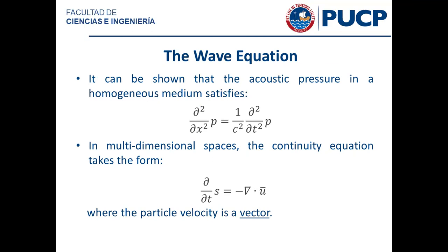Second derivative with respect to x to the square of the pressure is equal to 1 divided by the sound speed to the square times the second derivative with respect of time to the square of the pressure. This is a relatively simple second order differential equation that we are going to demonstrate what the solution is before the end of this lecture.